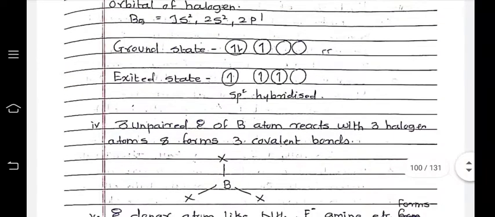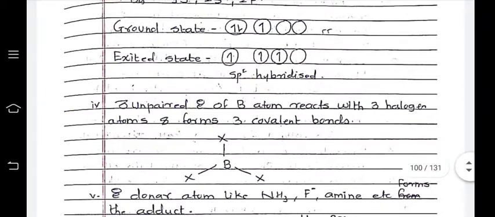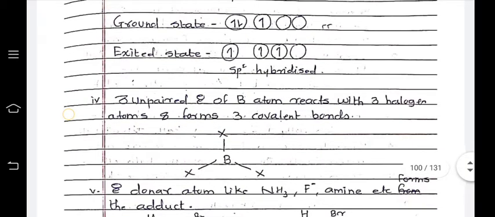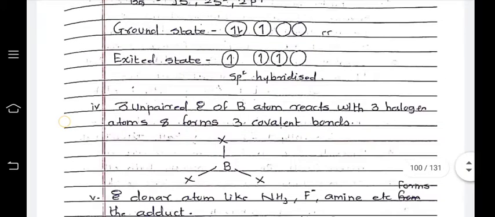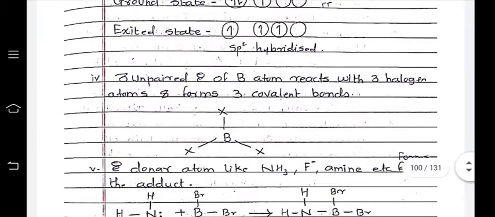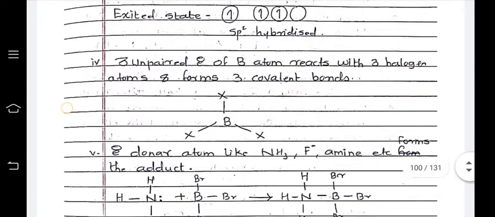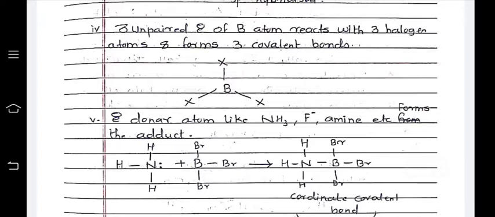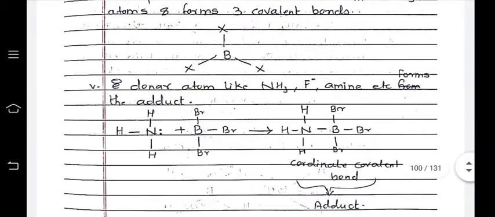Boron has the 1s2 2s2 2p1 ground state, having 2 electrons in the s orbital and 1 electron in the p orbital. In the excited state, 1 electron from the 2s orbital goes into the p orbital, that is sp2 hybridized. The 3 unpaired electrons of the boron atom react with the 3 halogen atoms and form 3 covalent bonds.